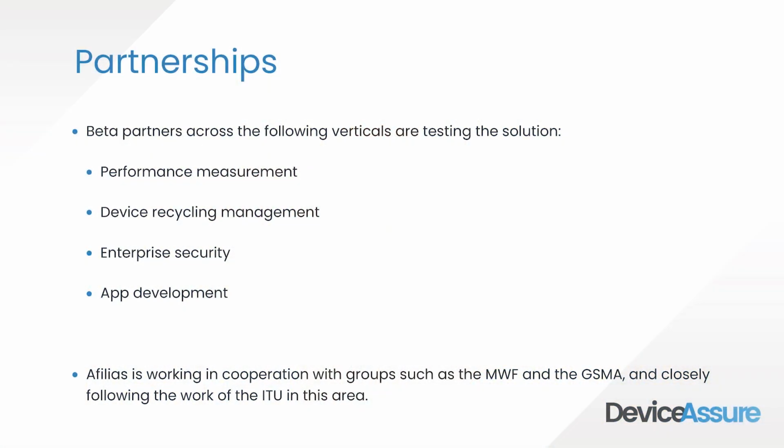And we actually have examples of these use cases in practice because we've been running a beta program for the past few months, and we have companies in the beta program from these kinds of groups. So we have companies who are in the performance management business, device recycling management. You can imagine if you've got counterfeit phones turning up in the recycling arena, you may be overpaying for them. Enterprise security, we have companies testing this at an enterprise security level. And finally, app development. So we have a wide range of use cases who are testing and exploring this capability.